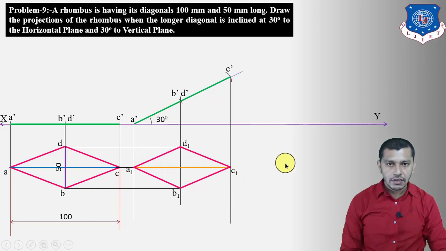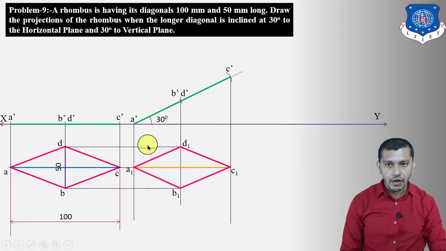Now let us derive the third stage, and in the third stage we have to derive the condition with the vertical plane. So what is given? Here it is given that the longer diagonal is inclined at 30 degrees to HP and 30 degrees to VP. So with the vertical plane, the longer diagonal makes an angle of 30 degrees. Longer diagonal means the true length of the longer diagonal makes an angle of 30 degrees to VP, not the plan of the longer diagonal.